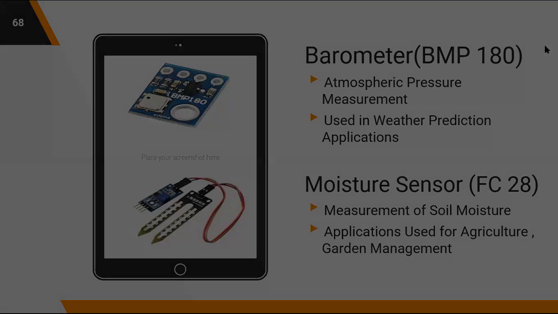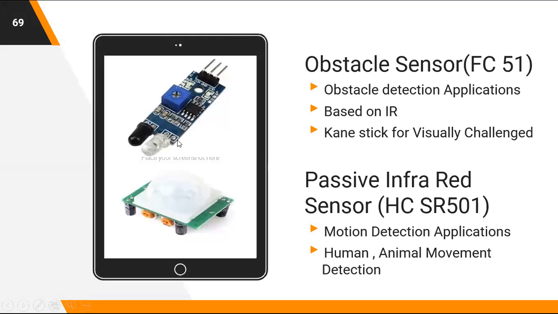Next is the obstacle sensor. The series is FC51. This is the image of it. Where it is actually used is for obstacle detection. The obstacle may be a fly, an animal or a human being. So how does this work? It works based on infrared.